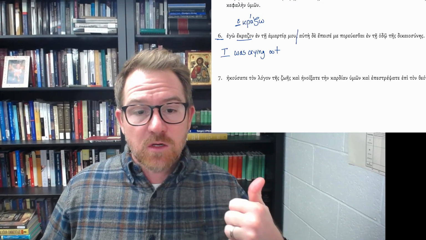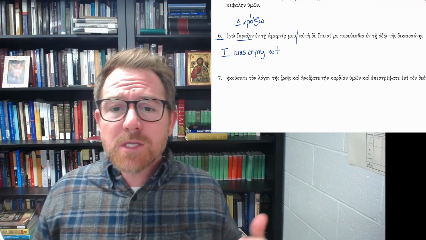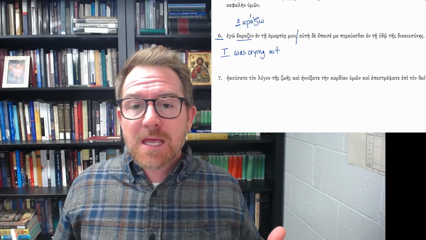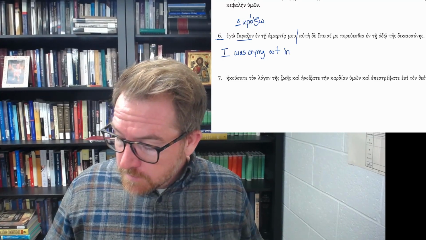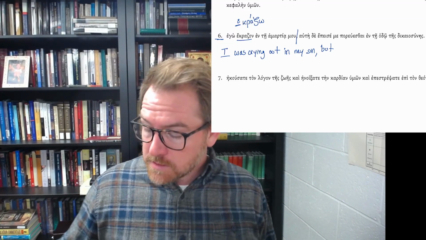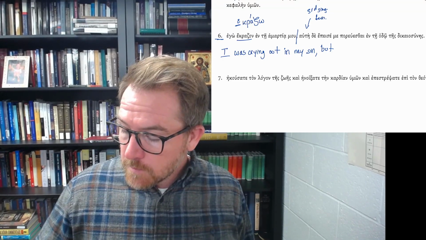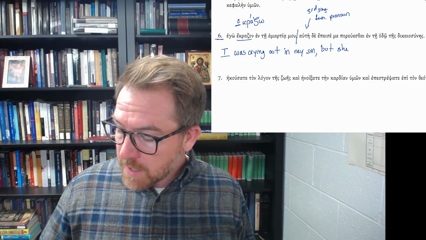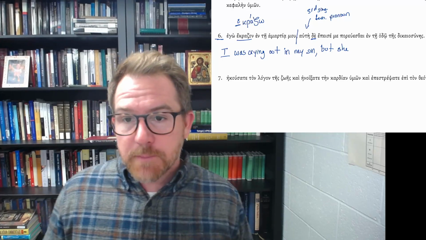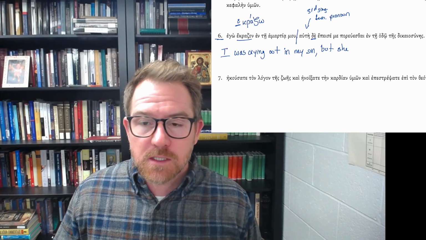Was because it's past, and crying out as that ongoing activity because I'm seeing the imperfective aspect, the movie clip. I was crying out. En te hamartia mou, in the sin of me, or in my sin. But aute, this is a third person singular feminine pronoun, she, but, and this but is from the de, the postpositive conjunction linking these two clauses.